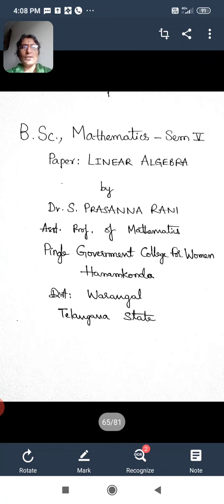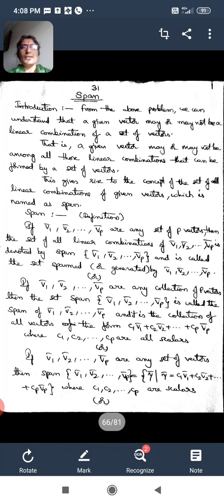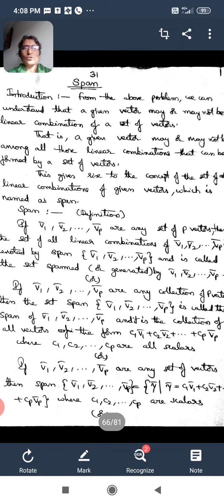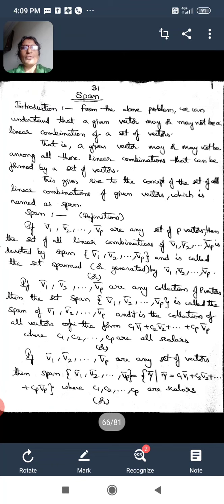In the previous video lesson, we have learnt two concepts, span and the subspace spanned by a set. In the definition of span, we have seen that if v1 bar, v2 bar, so on vp bar are any set of p vectors, then the set of all linear combinations of v1, v2, so on vp is denoted by span of v1, v2, so on vp, and it is called the set spanned or generated by v1, v2, so on vp.